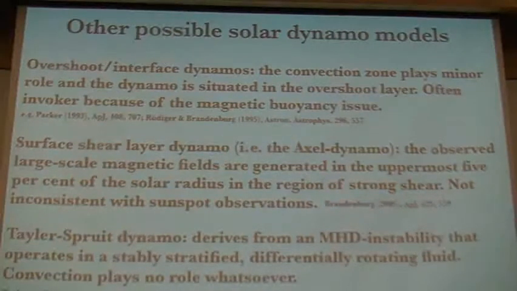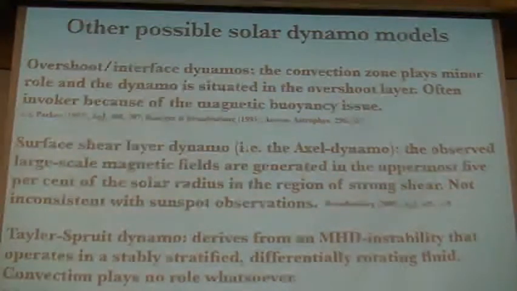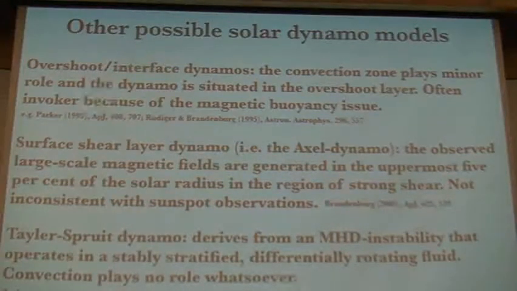Overshoot or interface dynamos, and there's a famous example by Parker, which is not exactly trying to reproduce the sun. And then we have Günther Rüdiger and Axel who are doing similar things. And there, actually, it was a turbulent model where the inhomogeneity of turbulence gives rise to a turbulent alpha effect and all sorts of things in the overshoot layer.